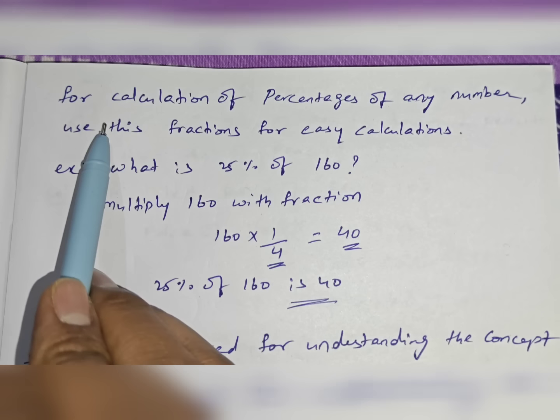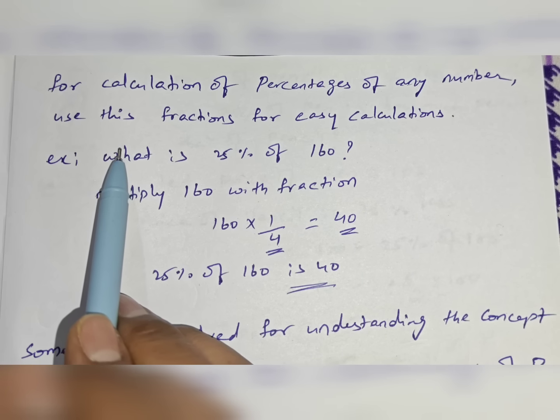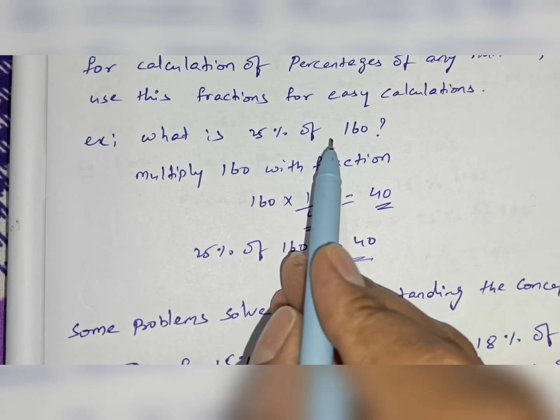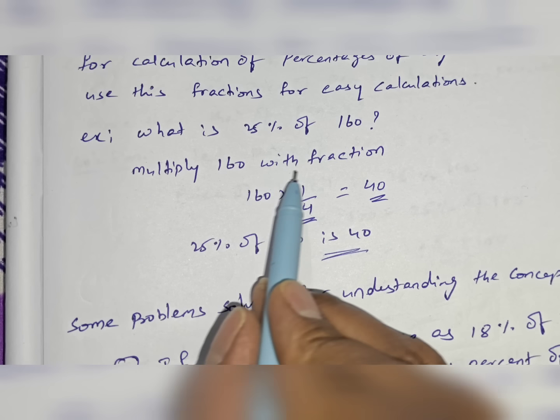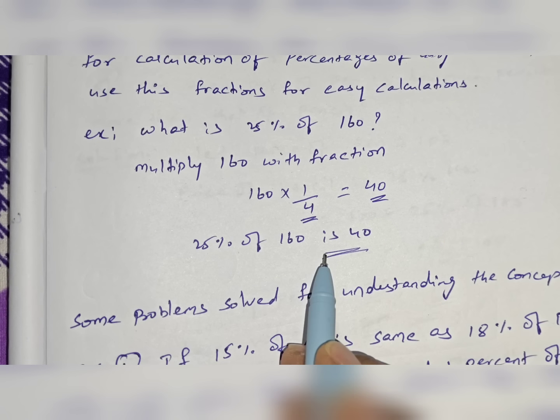For calculation of a percentage of any number, if it is a standard value, just use these fractions for easy calculation. Like for example, what is 25 percentage of 160? Just multiply 160 with the fraction, that is 160 into 1 by 4, that is 40.